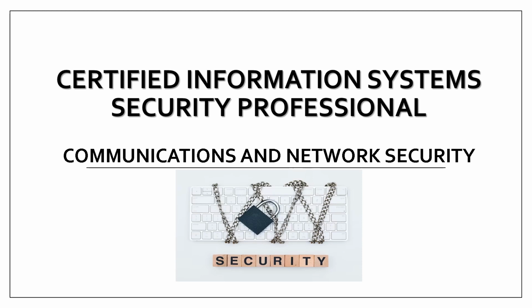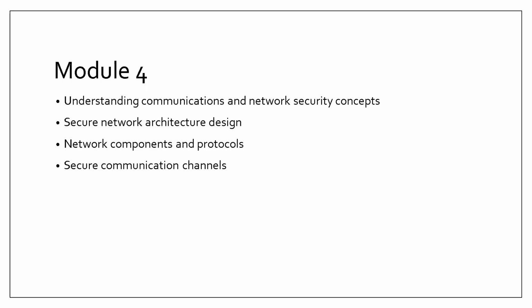Hello. Today we're going to learn communications and network security in Certified Information Systems Security Professional. In Module 4 we have these topics: understanding communications and network security concepts, secure network architecture design, network components and protocols, and secure communication channels.